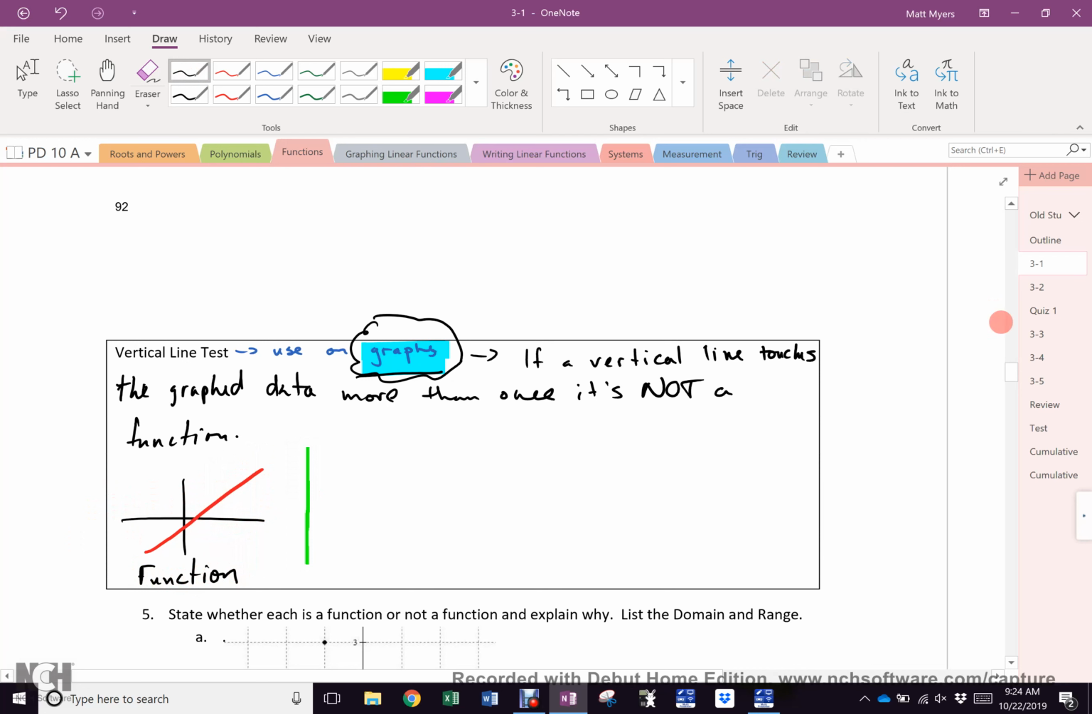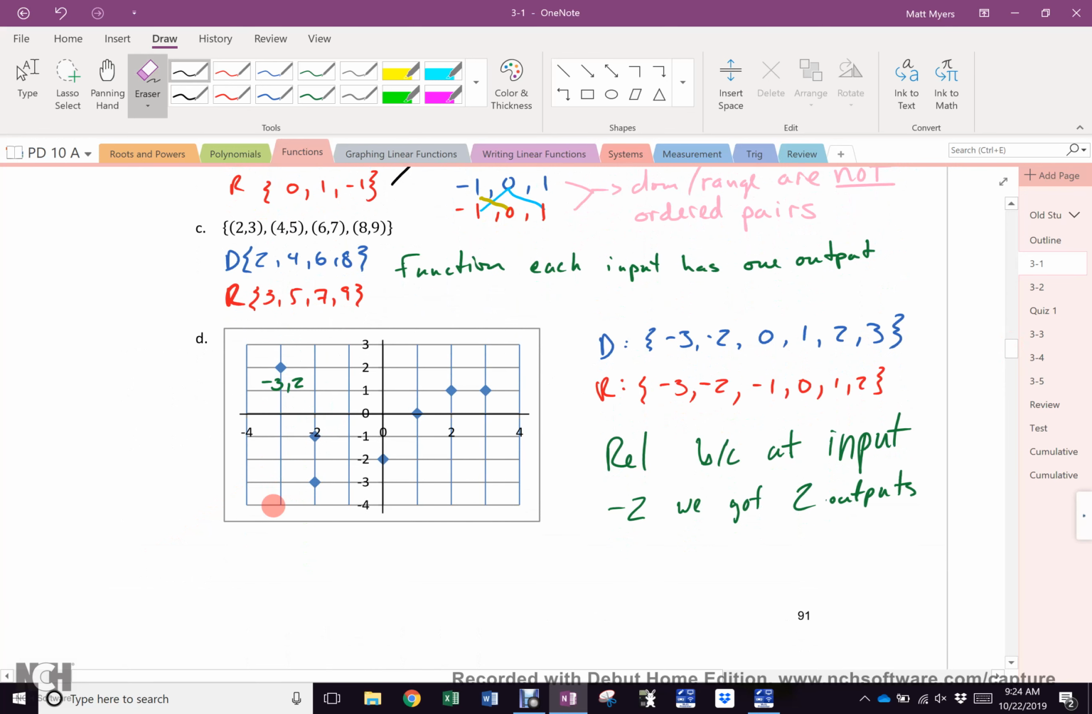Right? Now, don't bother turning back a page. Just look up here. We already know this is a relation because we checked, right? But if I take that vertical line and I slide it along, right there at negative 2, it has two outputs. So that's not a function. Cool?